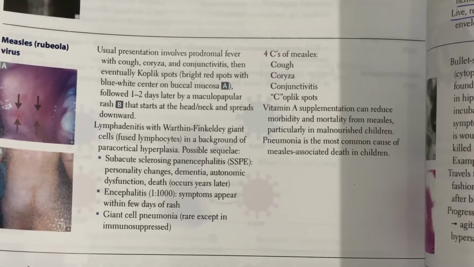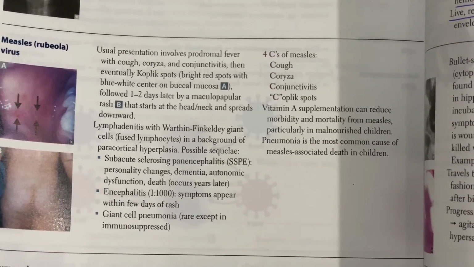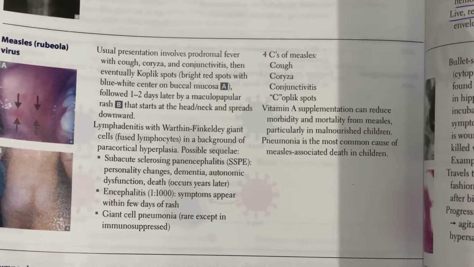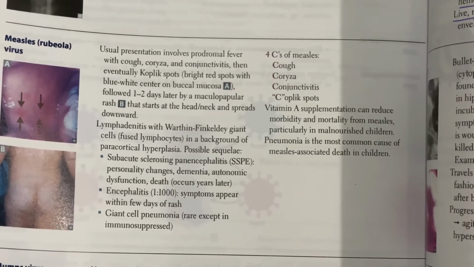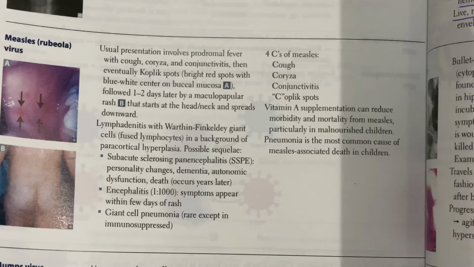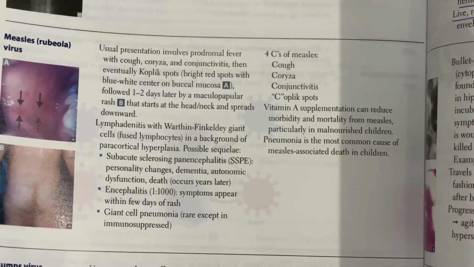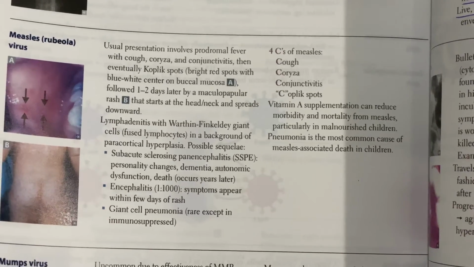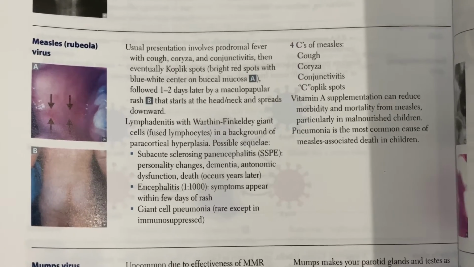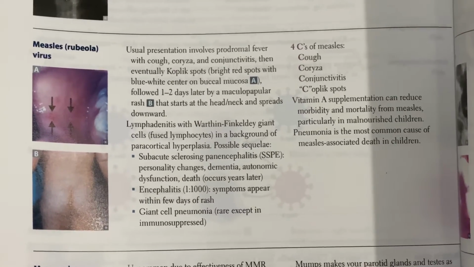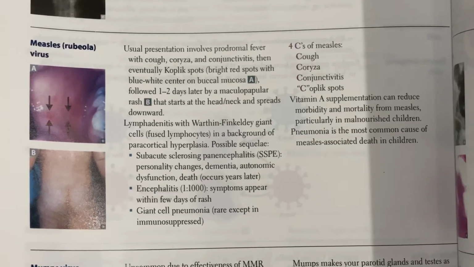Usual presentations involve prodromal fever, cough, coryza, conjunctivitis, and then eventually the Koplik spots, bright red spots with blue-white center on the buccal mucosa, followed 1 to 2 days later by the maculopapular rash that starts at the head and neck and spreads downward, lymphadenitis with Warthin-Finkeldey giant cells, fused lymphocytes in a background of paracortical hyperplasia.